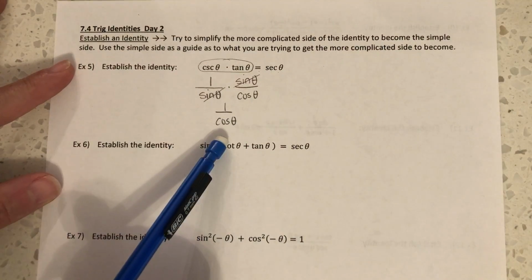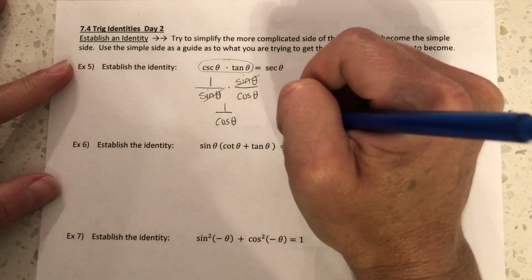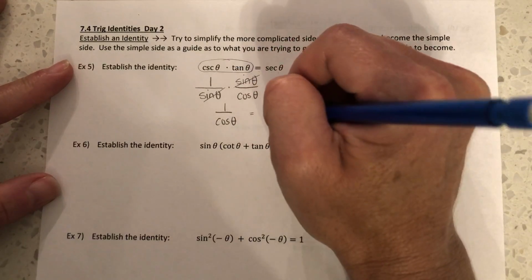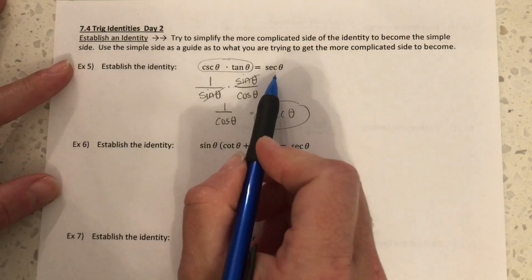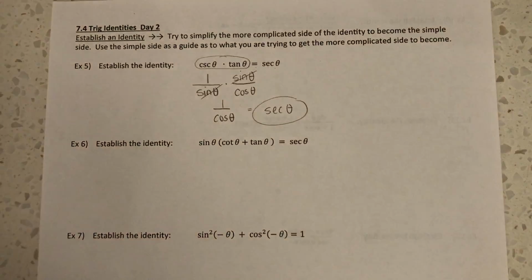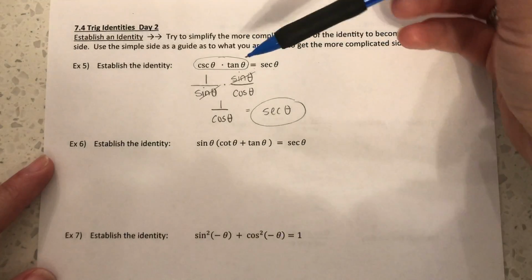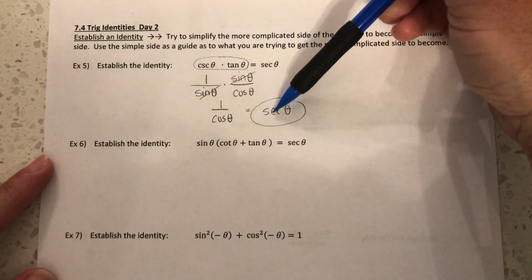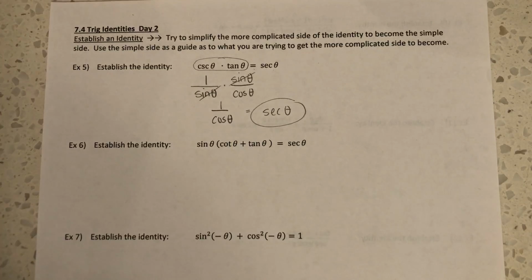And guess who 1 over cosine theta is? It's secant theta, and that's exactly who we were trying to get this left side to become. So now that you have gotten the left side to say exactly the same thing as the right side, you are done. You have proven this identity. You have established it. You have established that the left side is saying the same thing as the right side. These are equivalent statements, okay? All right, look at the next one.